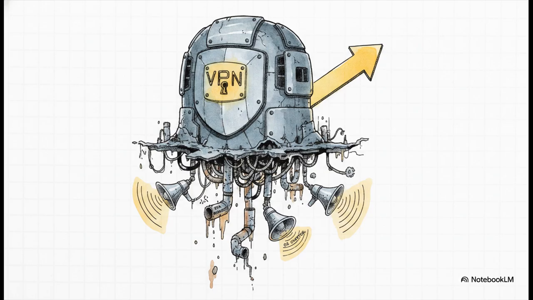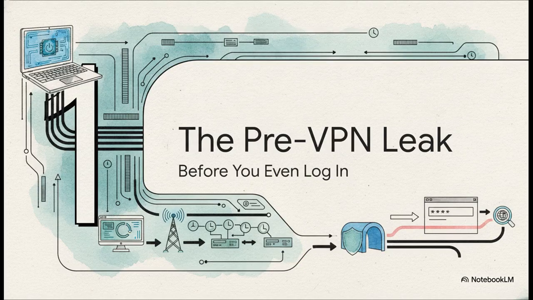Well, it comes down to a harsh reality. Your privacy tools are only as effective as the foundation they sit on. What you think your VPN is hiding is actually being entirely contradicted by what your Windows infrastructure is broadcasting right behind your back. Basically, Windows is extraordinarily chatty. Which brings us to Section 1. Before you even log in, the pre-VPN leak.